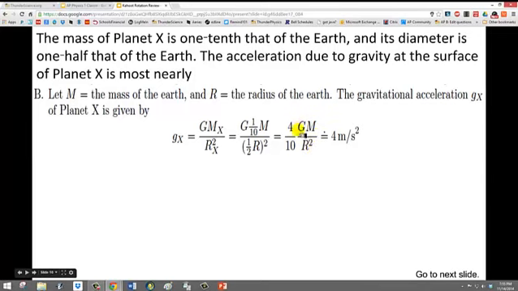Well, we know this part of the equation is equal to approximately 10 meters per second squared. More specifically, it's 9.8 meters per second squared. So if we take that value and multiply it times 4/10, we get approximately 4 meters per second squared.